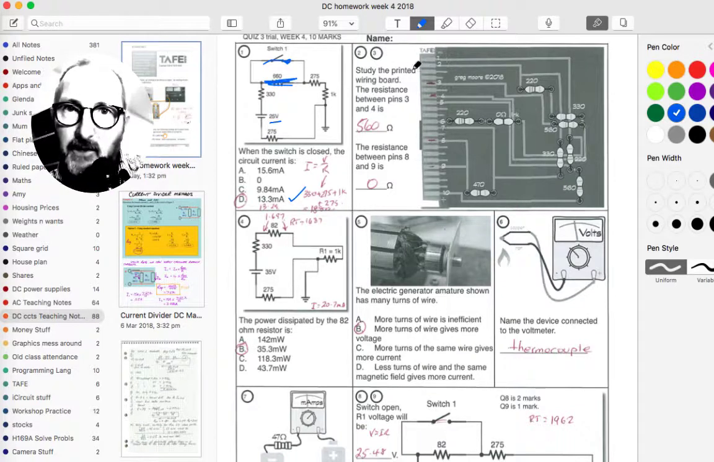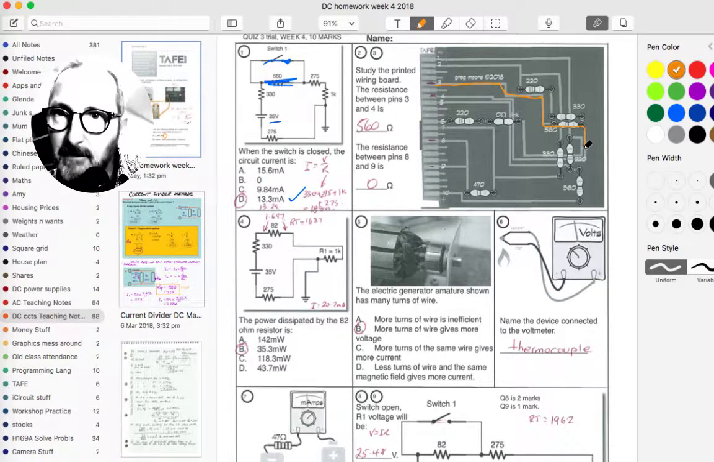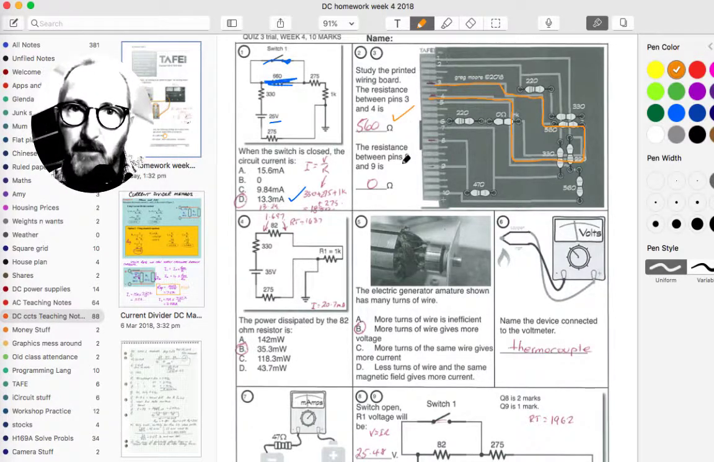Question 2. Study the printed wiring board resistance between pin 3 and pin 4. Here's pin 3. Let's get a different color. Pin 3, we follow it through, and it's great if you can do this with a colored pen. Through the resistor, back down here, follow it along, and back out here. So there's only one resistor involved, and that is 560 ohms.